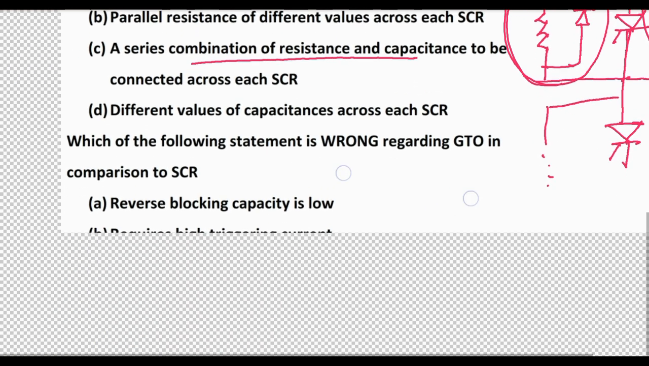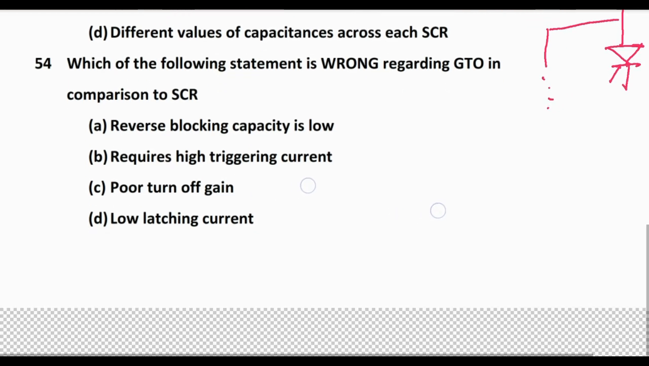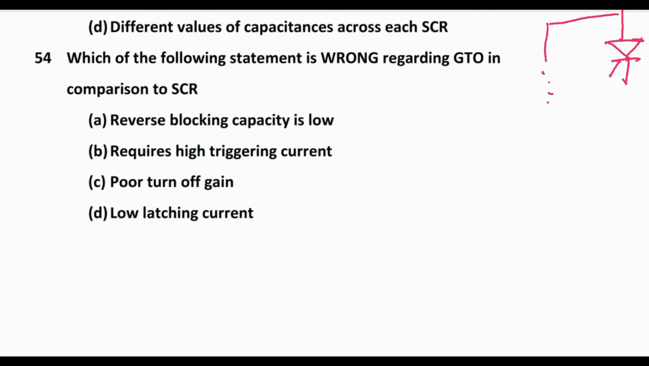Next question: which of the following statements is wrong regarding GTO in comparison to SCR? Option A is reverse blocking capacity is low. Option B is requires high triggering current. Option C is poor turn off gain. Option D is low latching current. So here options A, B and C are correct. Option D is wrong because latching and holding current in case of GTO are higher than those of SCR. So option D is the answer here.